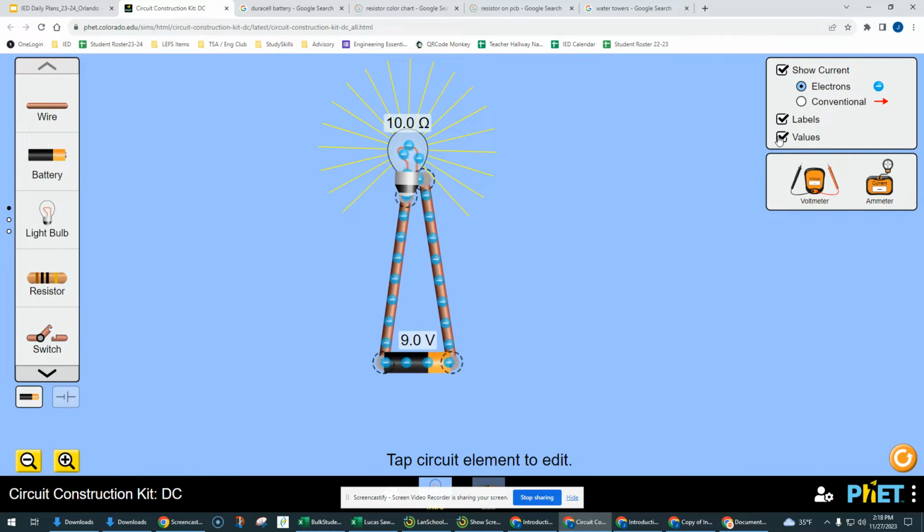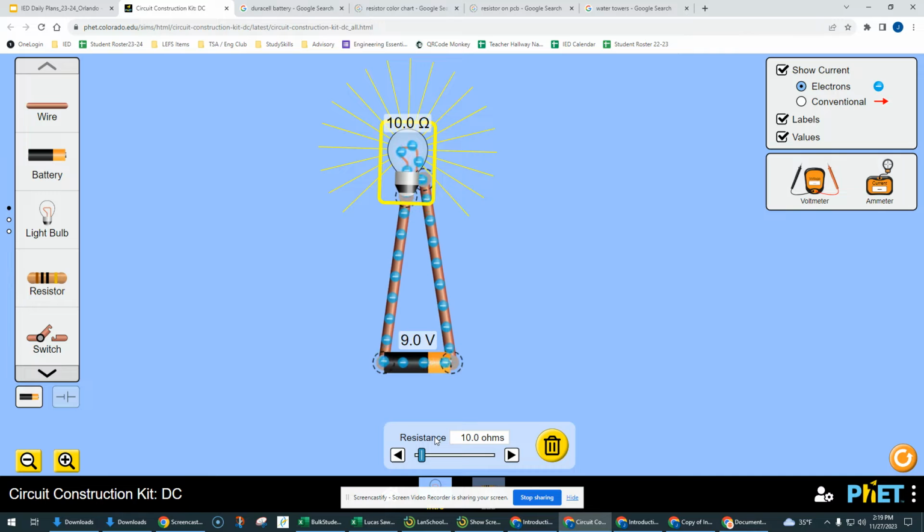By turning on values, we can see that the light bulb has a value of 10, and this is the omega symbol. Omega is a Greek letter, and they use it to represent the unit called ohms. And ohms is a unit that measures something called resistance. So we have a way to measure resistance, and we've named the unit to measure that ohms. Ohm is actually somebody's last name, so they got to have a unit named after them for being smart.